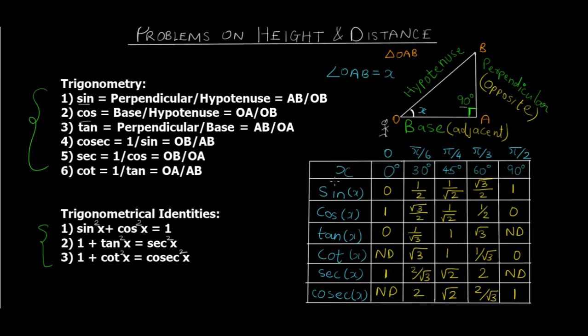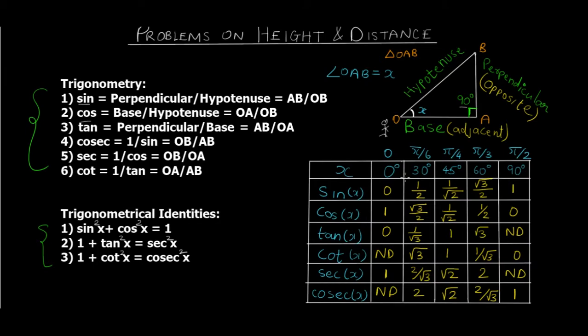Now we also have certain predefined values at different angles. If the angle is 0 degrees, then the sine of x is 0. If the angle is 30 degrees, the sine value is 1 by 2. Sine 45 is 1 by root 2. Sine 60 is root 3 by 2. And sine 90 is 1. These are predefined values and they don't change.